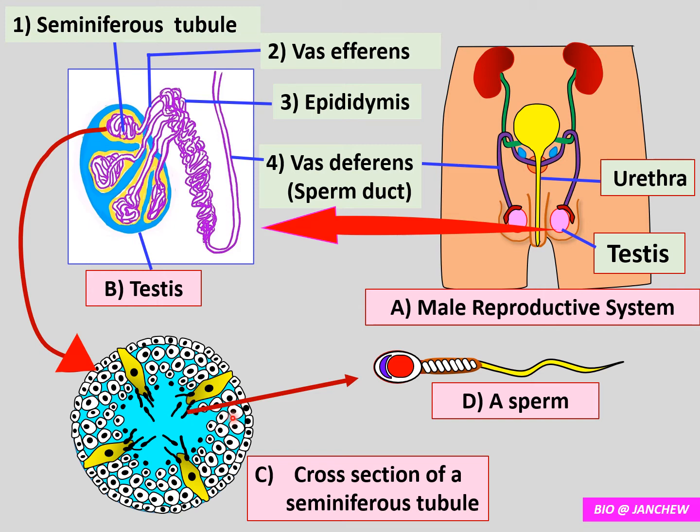If you look at the structure of one sperm, it has a head, then a middle section, and a tail. Later on we'll be discussing the adaptation of the sperm for its function. Now let's discuss the production of sperms in the seminiferous tubule.